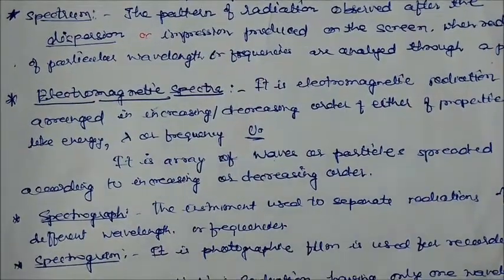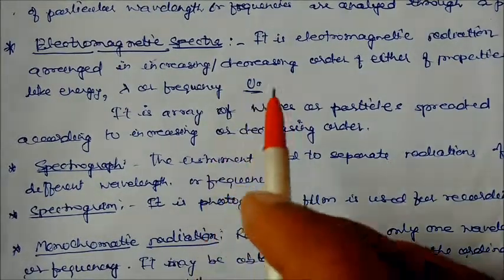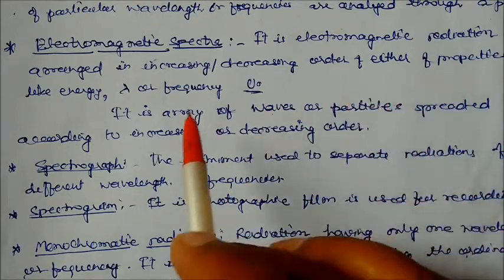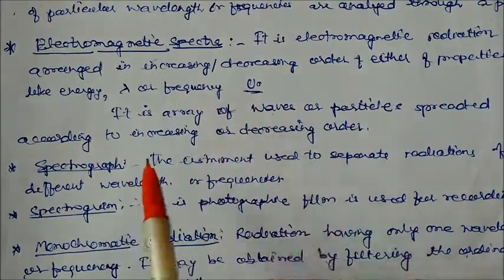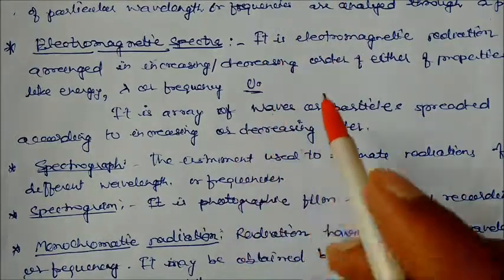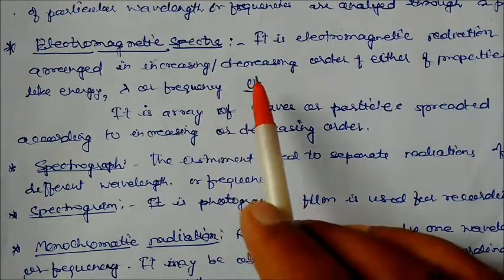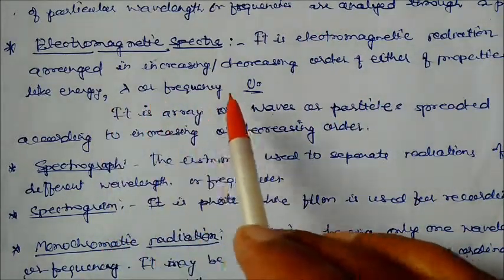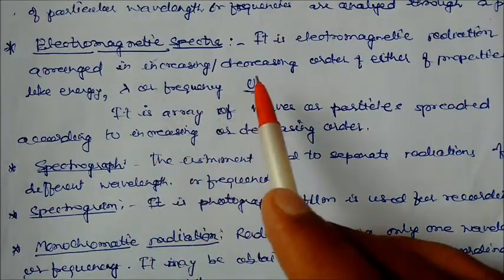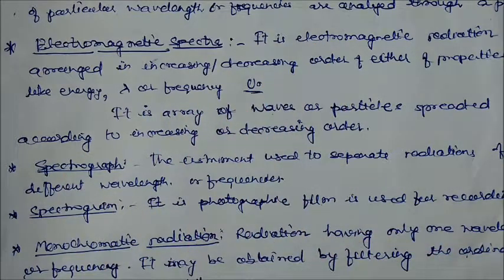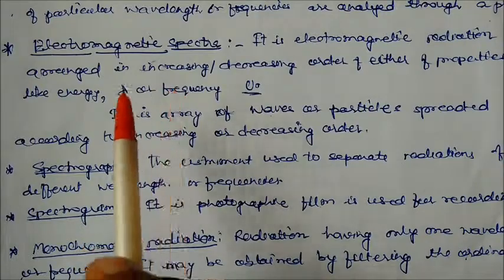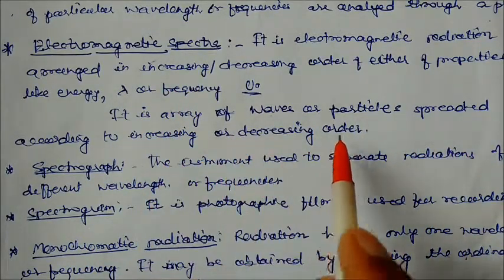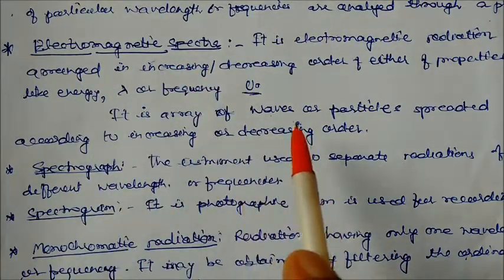Another term is electromagnetic spectra. It is electromagnetic radiations arranged in an increasing or decreasing order of properties like energy, wavelength or frequency. We have already seen the diagram, where radiations are arranged in increasing or decreasing order as per energy, wavelength or frequency. This spectrum is an array of waves or particles spread according to increasing or decreasing order. This is the meaning of electromagnetic spectra.